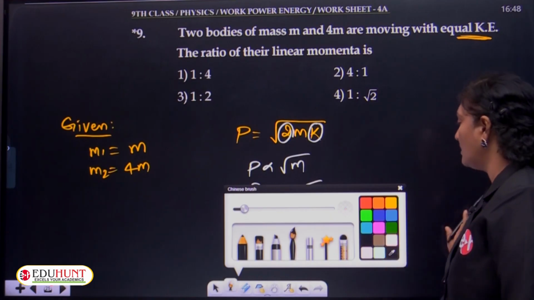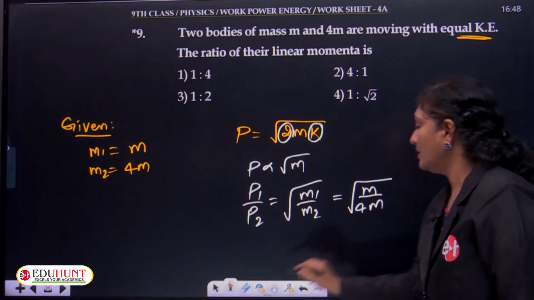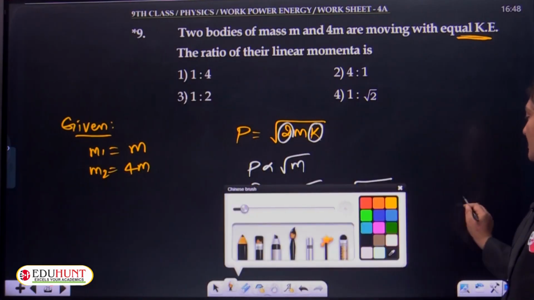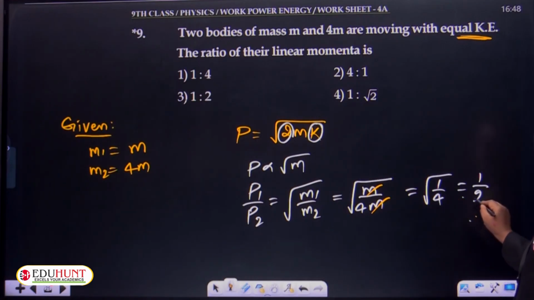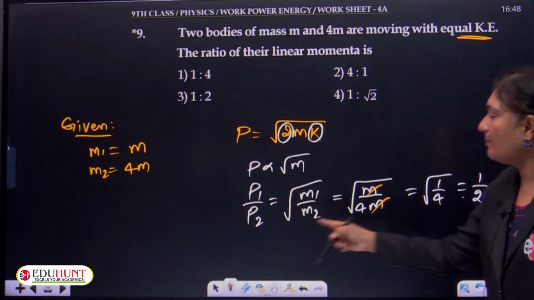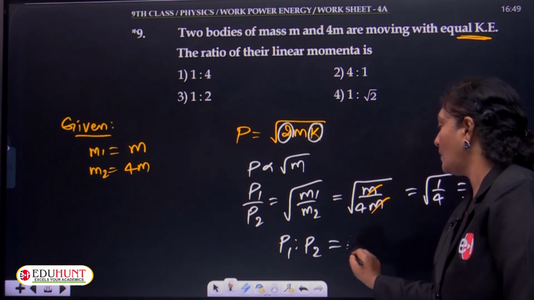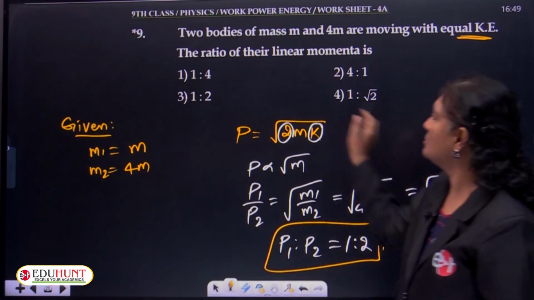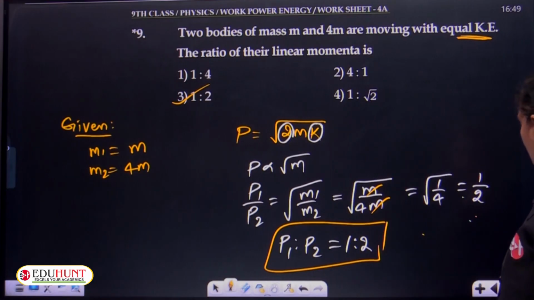Substituting the same over here. So, how much are you getting? Under root, M1 is M, M2 is 4M. So, simplifying, M and M get cancelled. So, you are left with under root 1 by 4. Root over 1 is 1 and root over 4 is 2. So, clearly P1 upon P2 is found to be 1 by 2, or P1 is to P2 equals 1 is to 2. Therefore, the correct option is 1 is to 2. So, here the third option is true. The ratio of the linear momentum is found to be 1 is to 2.